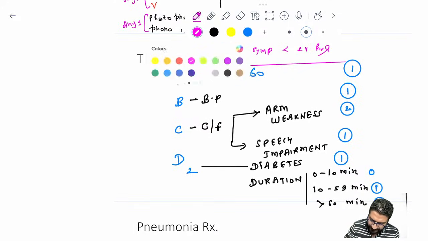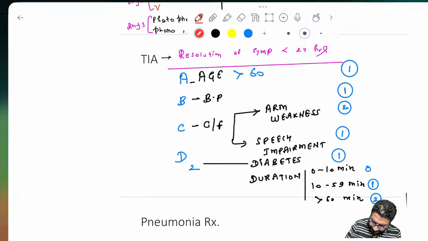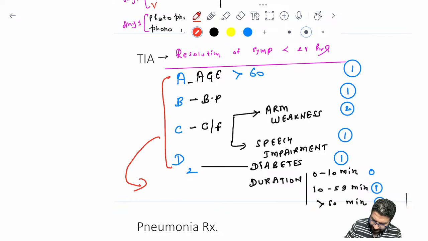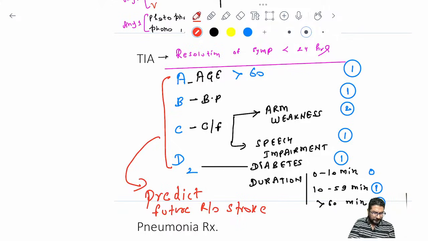So what is the point of this score? Understand this ABCD2 score: it will predict the future risk of stroke. Clear? Am I clear, guys? समझ आ गया? Done? So this is very, very important. They ask you questions on ABCD2 score. Clear? Any doubt in this?